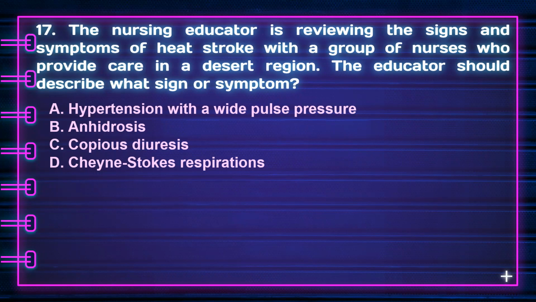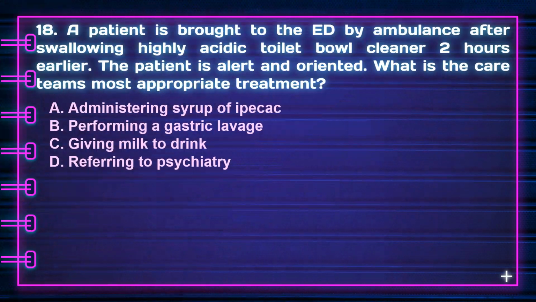17, A. 18. A patient is brought to the ED by ambulance after swallowing high acidic toilet bowl cleaner 2 hours earlier. The patient is alert and oriented. What is the care team's most appropriate treatment? Administering syrup of ipecac, performing a gastric lavage, giving milk to drink, or referring to psychiatry. So the best answer here is letter.